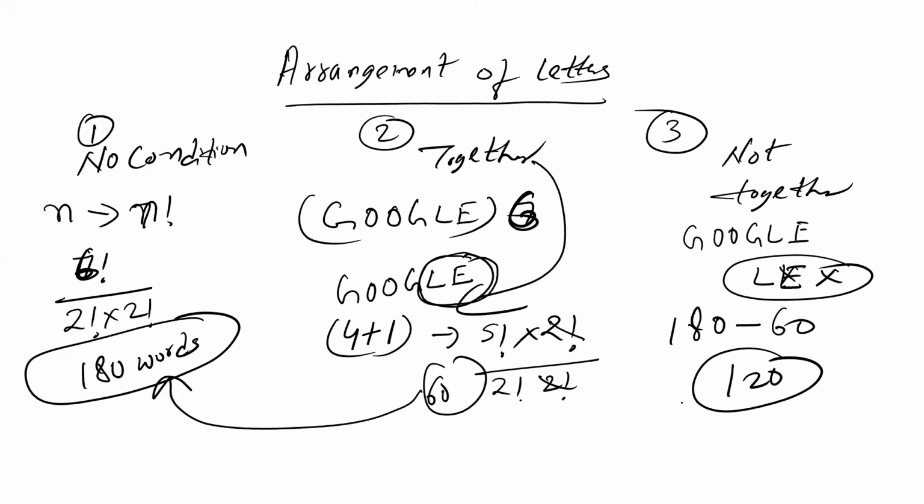I repeat one more time, please check. Arrangement of letters. This is a concept in permutations and combinations. Arrangement of letters has 3 types: no condition, together, not together. No condition means they'll give you a word, maximum how many words you can make using all the letters. N letters, N factorial. So 6 letters in Google, 6 factorial.